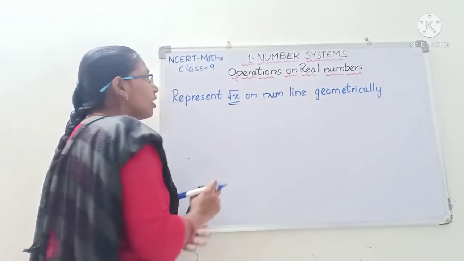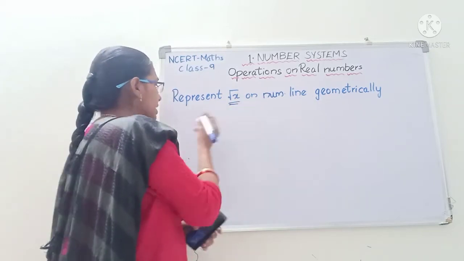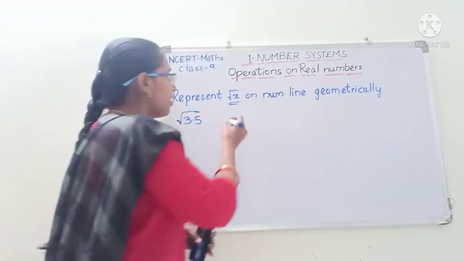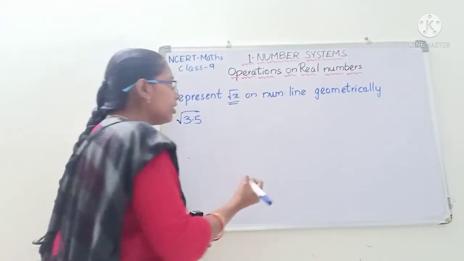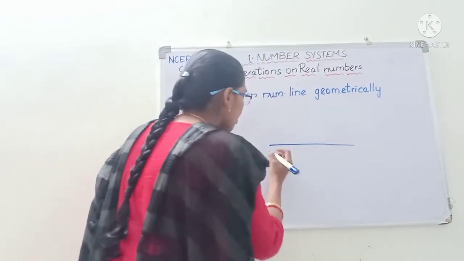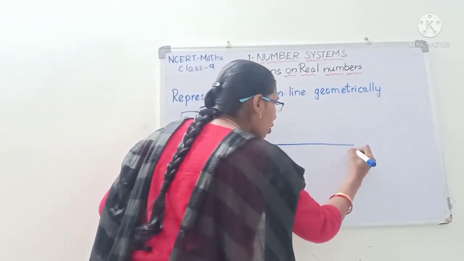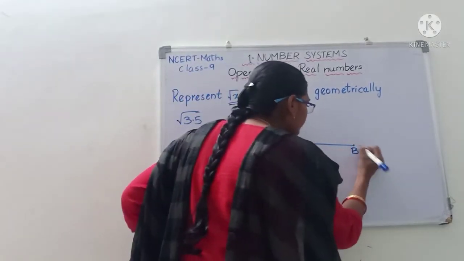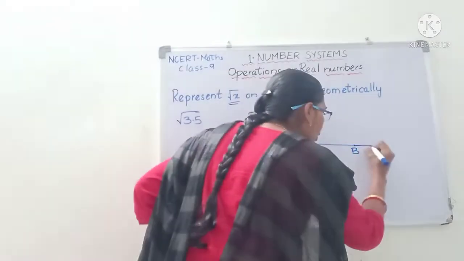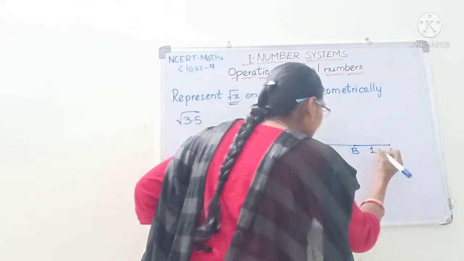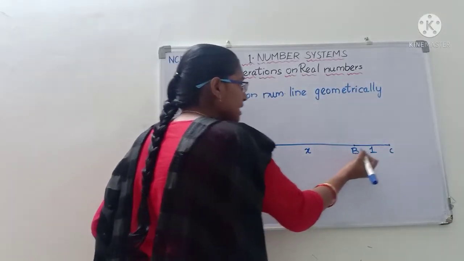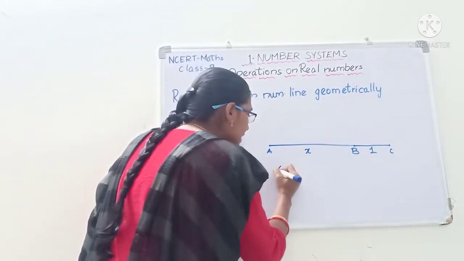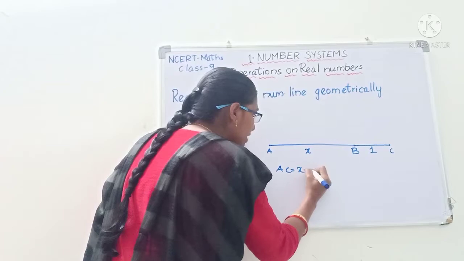Children, there is another way to represent root x on the number line. Root x, suppose root 3.5. How can we represent this on the number line? The procedure is this, children. x is any real number. So, first draw a line of x units. AB is of x units. Then, extend this point B. Draw BC of length 1 unit. AB is of length x units, BC is of length 1 unit. Now, what is AC, children? AC is x plus 1 units.